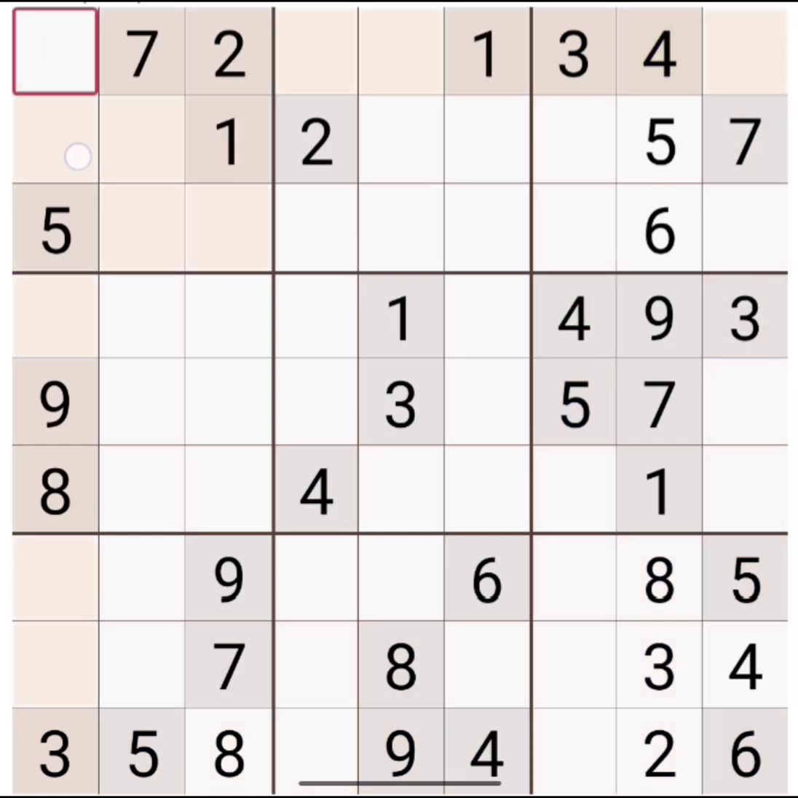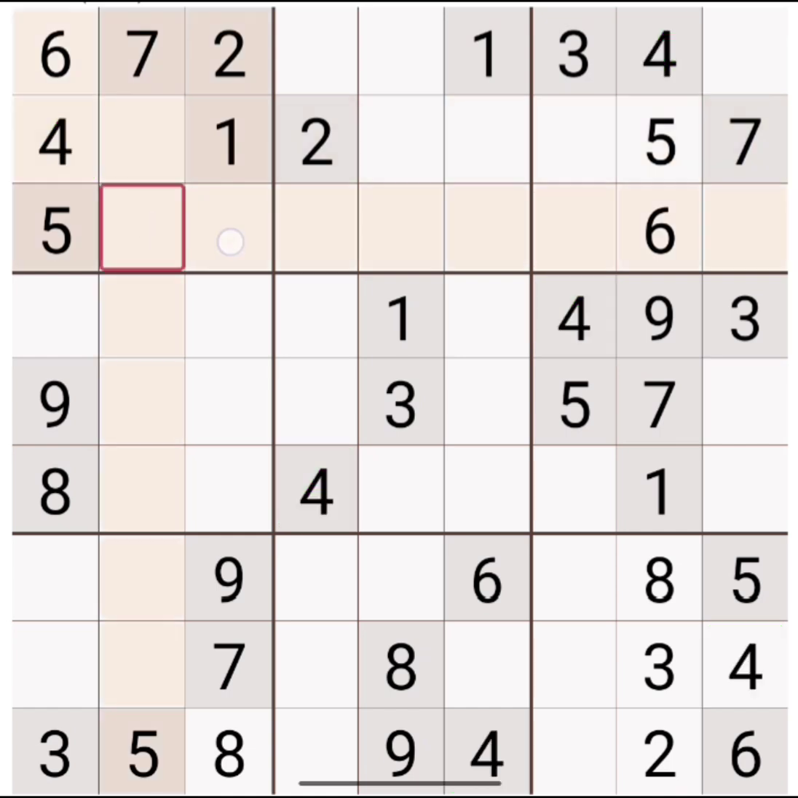Now let us take this box. In this box, 7, 2, 1, 5 are there. Now 3, 4, 6, 8, 9 are missing. But we cannot place 3, 8, 9 in these two cells because 3, 8, 9 are in the same column. So we'll place 4 and 6 in these two cells, but 4 we cannot place in this cell because 4 is in the same row. So we'll place 6 here and 4 in this cell.